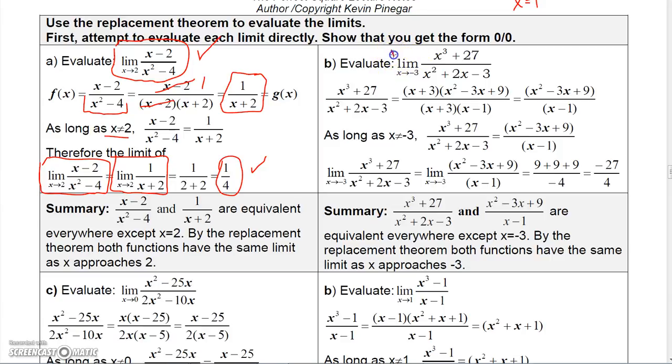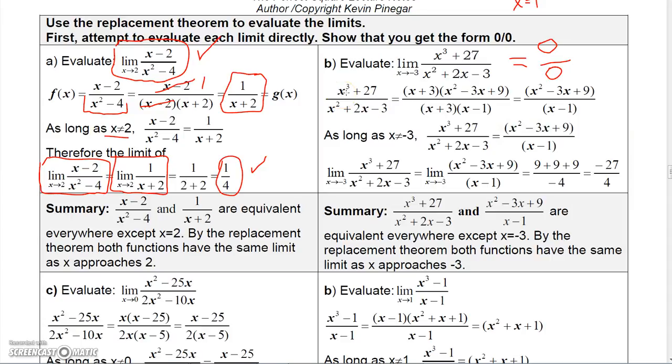Okay, now this one says find the limit as x approaches -3 of x cubed plus 27 over x squared plus 2x minus 3. Now if you plug -3 in, and you need to do that to verify it, you're going to get 0 over 0. But that's an indeterminate form. So that's a red flag that says, hey, I need to figure out something to replace this function with. So I'm going to replace it by factoring.